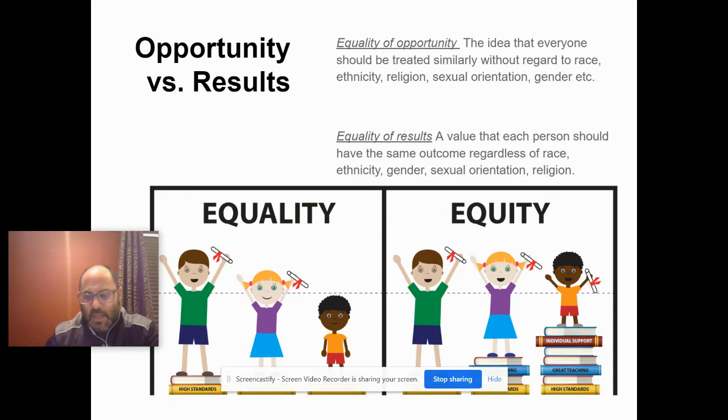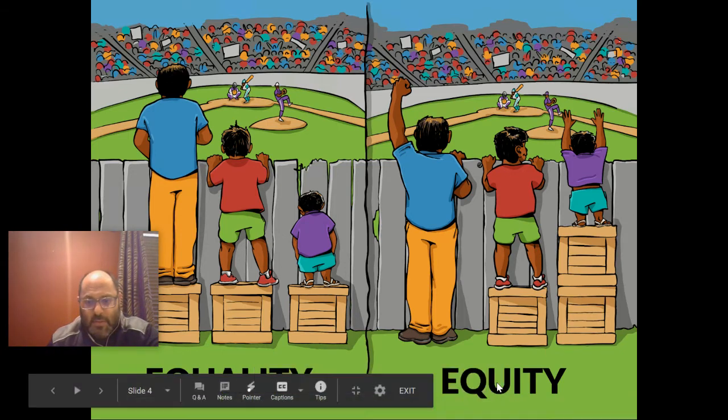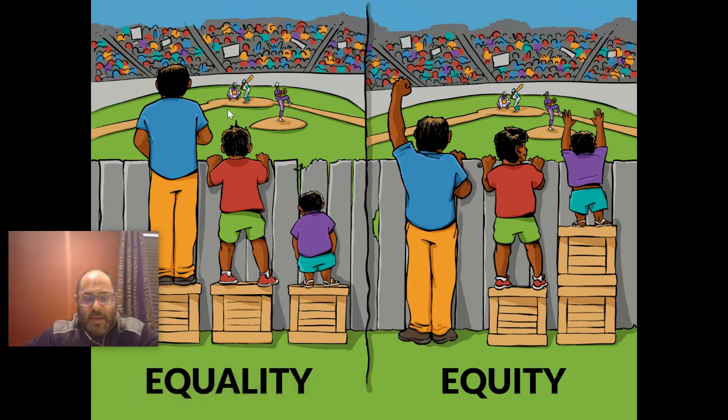Another way of thinking about this is that you've got three different people. If you believe in the idea of equality of opportunity solely, then everyone got the same opportunity to see the sport game.